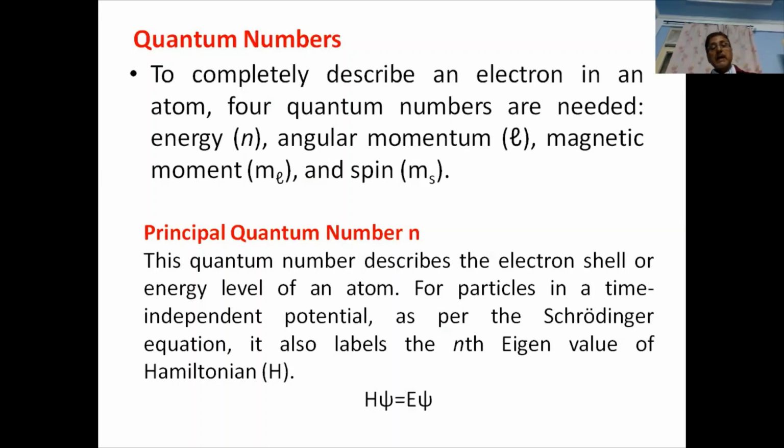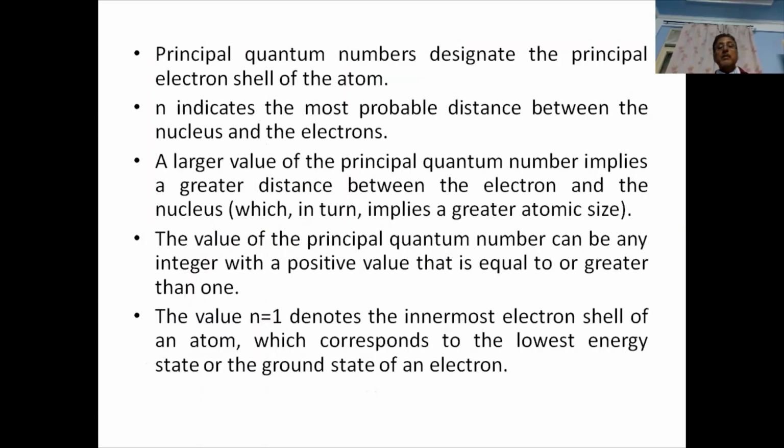For particles in a time-independent potential, as per the Schrodinger equation, it also labels the nth eigenvalue of the Hamiltonian, like H psi is equal to E psi. Principal quantum number. These principal quantum numbers designate the principal electron shell of the atom. Here n indicates the most probable distance between the nucleus and the electrons.